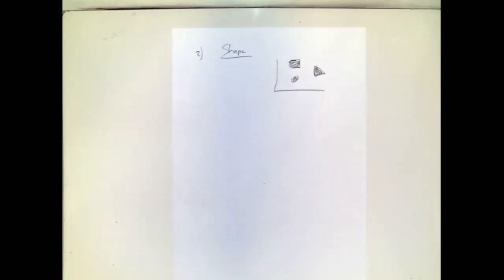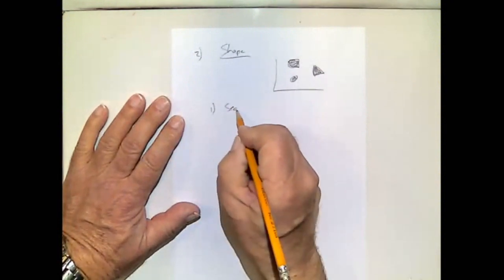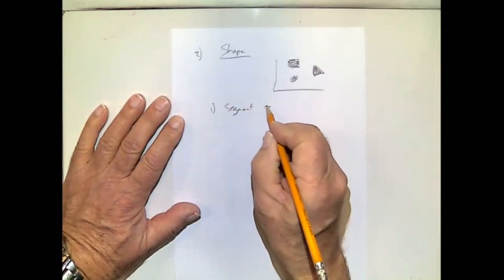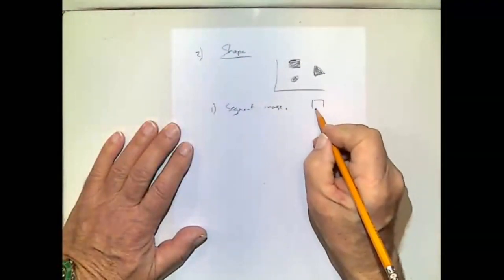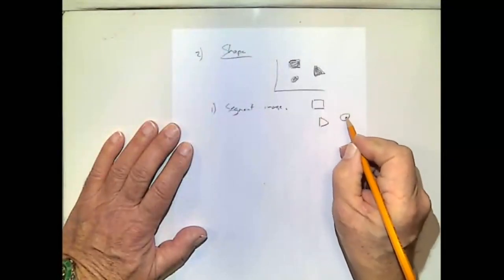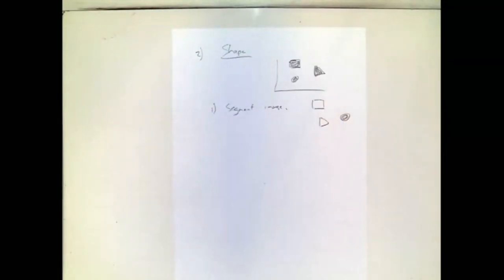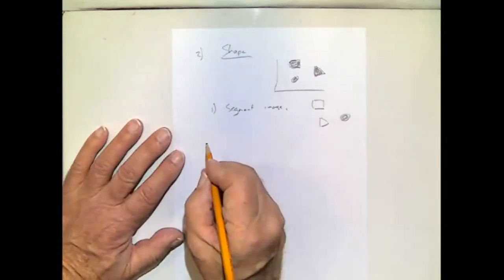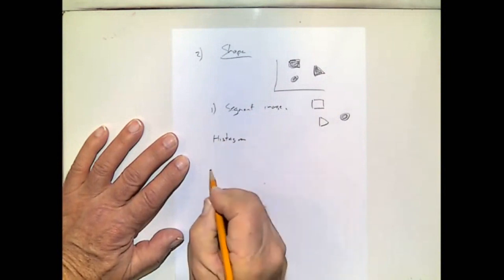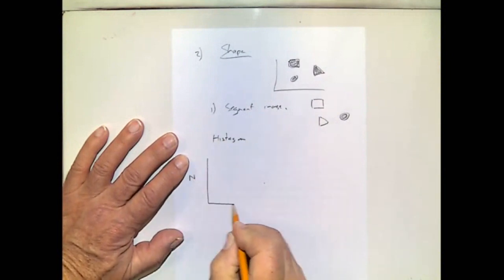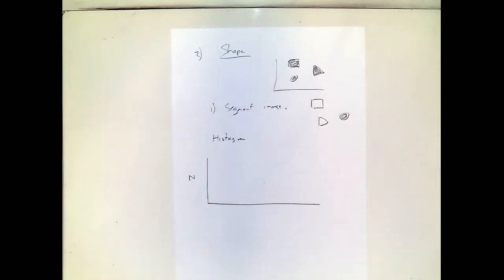Well, the first thing to do is to segment the image, to get the individual shapes. So we would get the square, the triangle and the circle, or any other shapes in there. Right, the histogram we need is going to be the number as usual. And what are we going to plot here? Can anybody think of a metric that is shape related? Lecture 2. Shape factor!